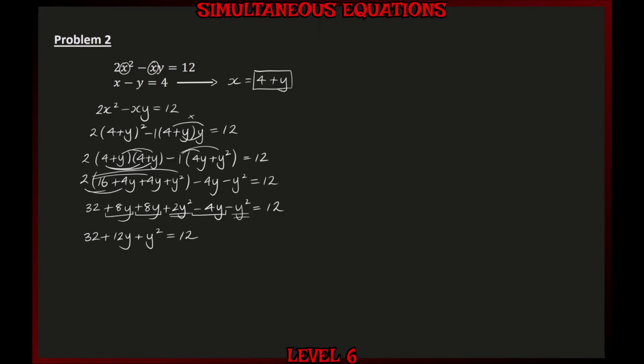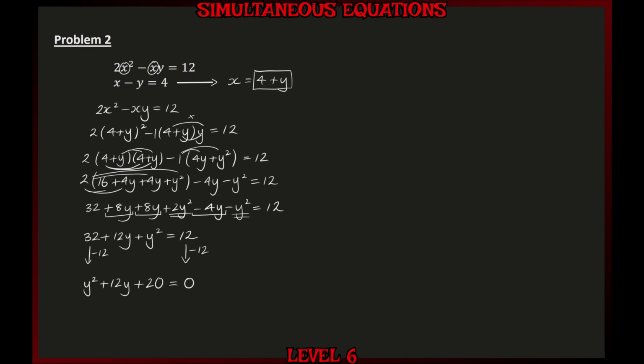Now, because we have a quadratic, we want this to equal 0, so we're going to subtract 12 from the right and do the same on the left. And I'm also going to put it in the order where I have my squared term first, my y term next, and my constant at the end. So this becomes y squared plus 12y, 32 minus 12 is plus 20, and 12 minus 12 on the right is 0.